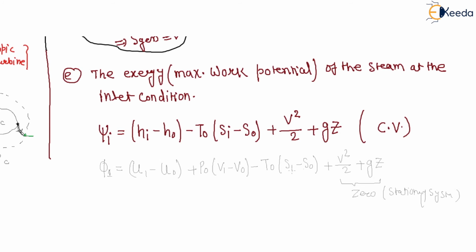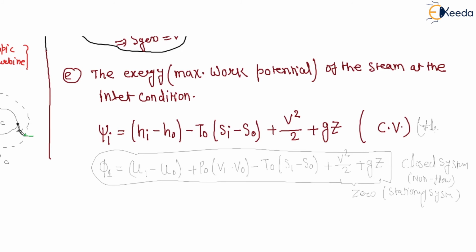So this is exergy for the closed system, non-flow. And this is for flow. Right. So this is denoted by phi and this is denoted by psi. Right? So the exergy, that means maximum work potential of the steam at the inlet condition.